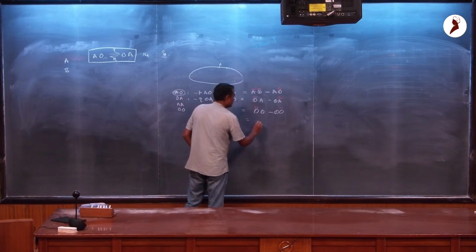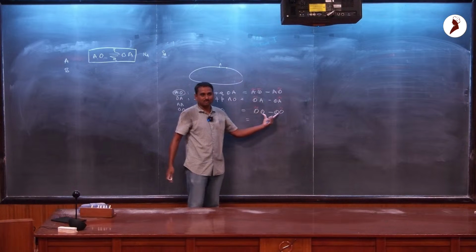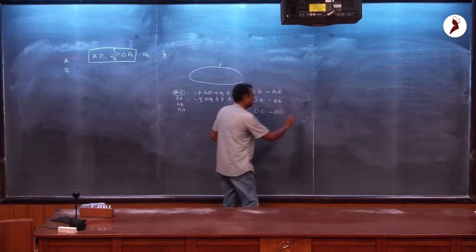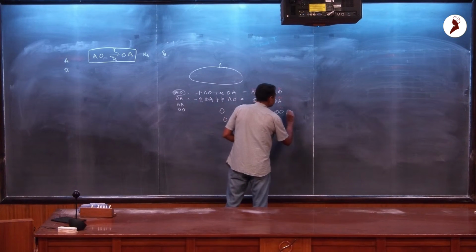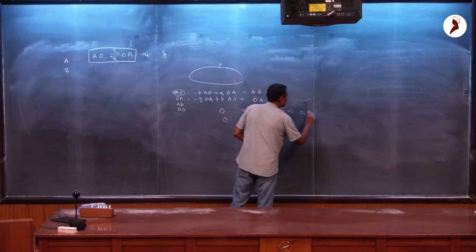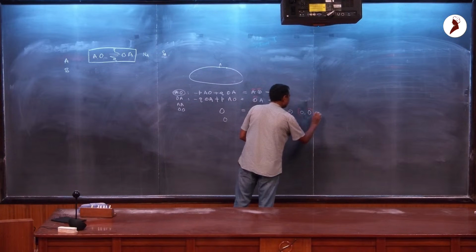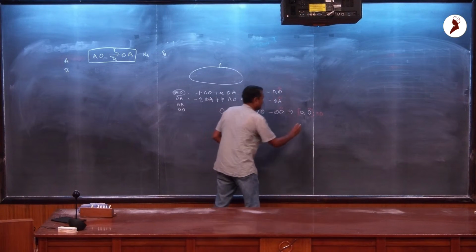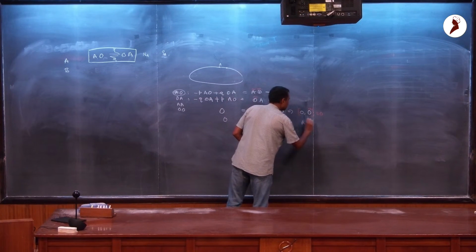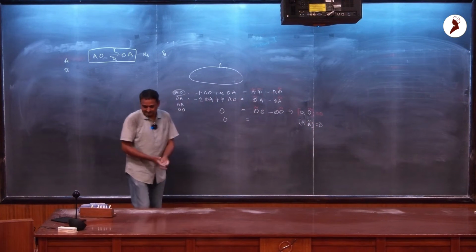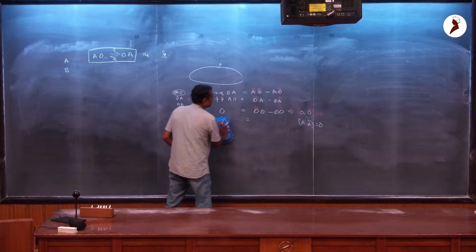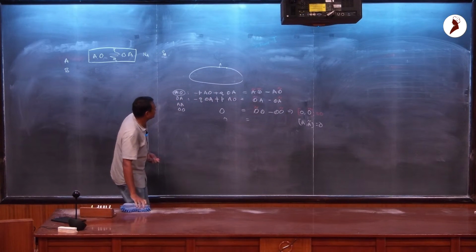So equal to, so what is this? O commutes with O tilde. So I say that O commutes with, this means that O commutes with O tilde. Similarly from the other one, A commutes with A tilde. Right, so these are the equations.